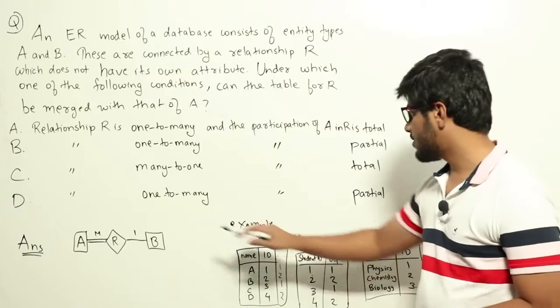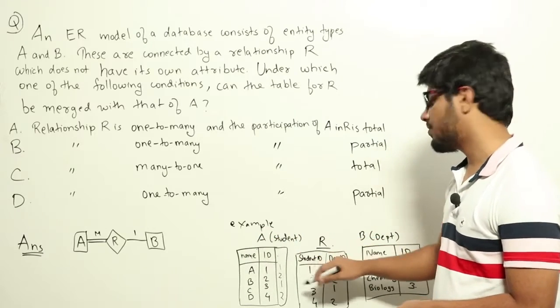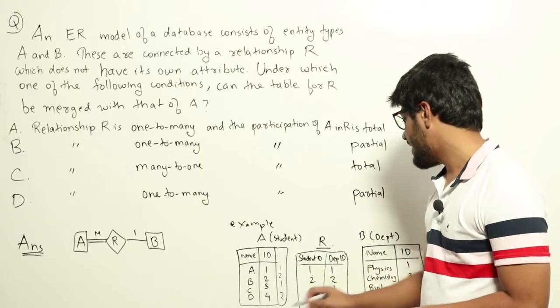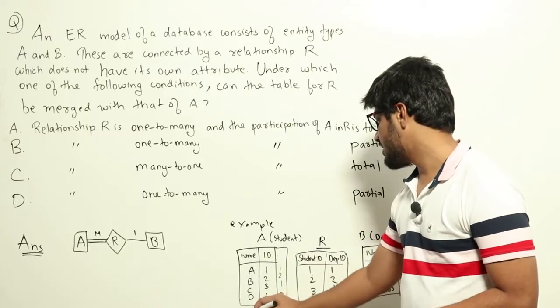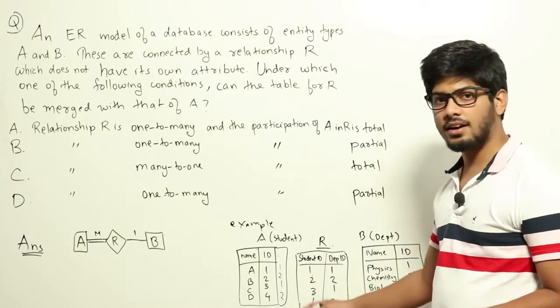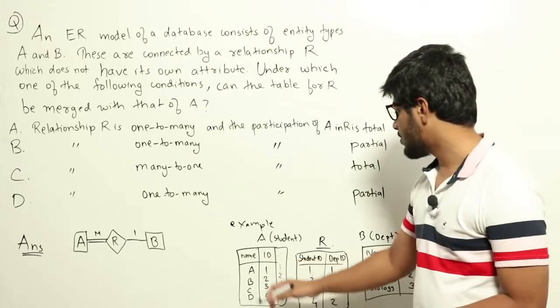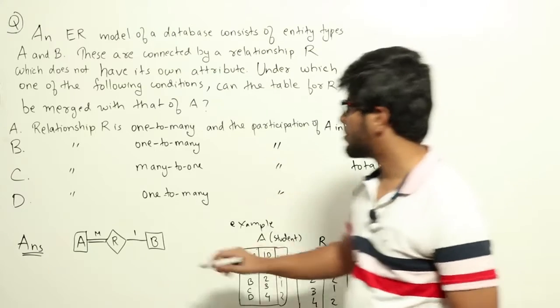Now we could do this because A was a many to one relationship, and also students' participation was total in R. Every student had one department ID. If the participation was not total, let us say there was another student named 5 which did not have any department, then we would have had to write something like null here. So since the participation was total and it was many to one, we could have easily merged R with that of A. So that is given in option C.